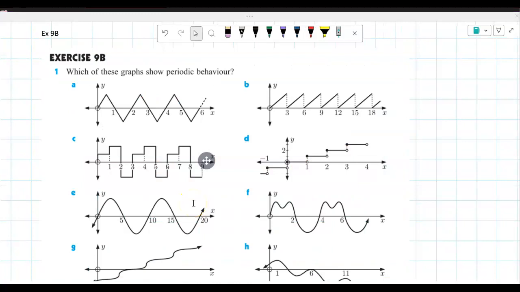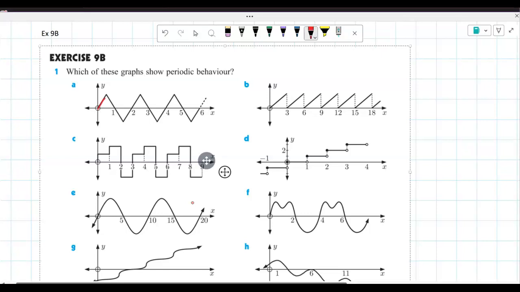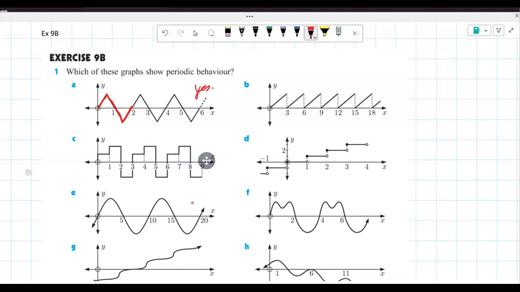9b, start. Which of the graphs show periodic behavior? Is there a graph that replicates? Can you see this graph? Is it replicating? So yes, it shows periodic behavior. Here, is there a particular graph which replicates? This one is replicating? Yes, periodic.